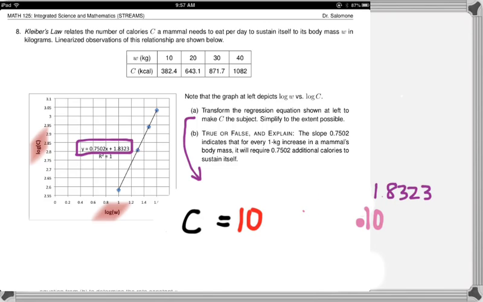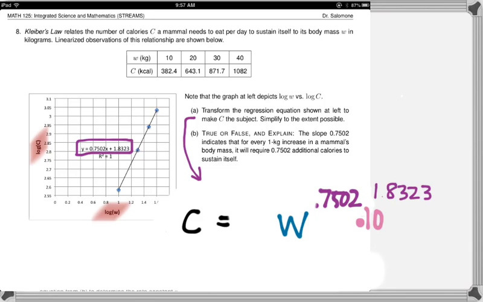So in other words, I'm saying turn it around to look like this, times 0.7502. And then do that same thing. Multiplication in the exponent becomes a power of a power. But what's 10 raised to the power log W? W, right. So, all told, we end up with this rather nice-looking W raised to the power of 0.7502 multiplied by 10 to the power 1.8323.